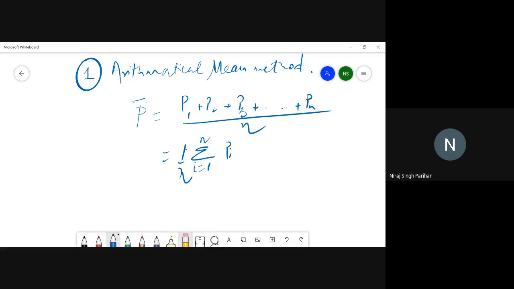So right now, if the stations are uniformly distributed, if the stations, meaning rain gauge stations, are uniformly distributed over the area, and the rainfall rate does not differ much from one station to another, this method gives satisfactory results.